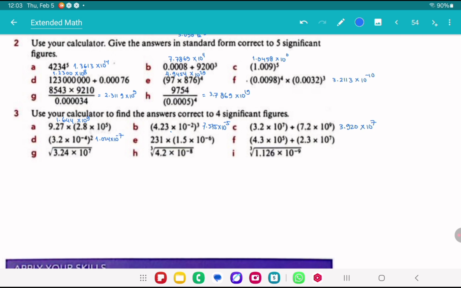For question E, 3.450 and then 10 to the power of minus 5. For question F, 2.343 and then 10 to the power of 7. For question G, 5.692 and then 10 to the power of 3. Next, 3.476 and 10 to the power of minus 3. Then 1.040, 10 to the power of minus 3.